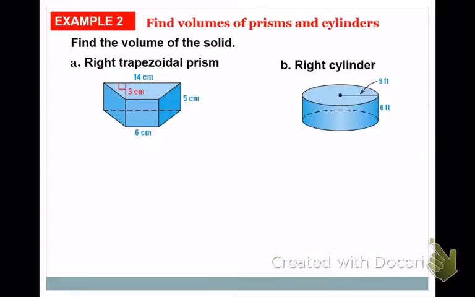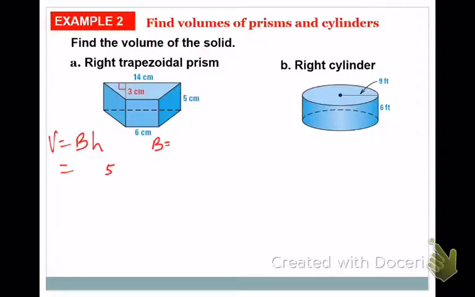Let's put those to use. Here's a right trapezoidal prism. And to find the volume, I've got to find the area of the base times the height of the prism. Now, the height of the prism is the distance between the two bases, and that's this right here. So it's 5.